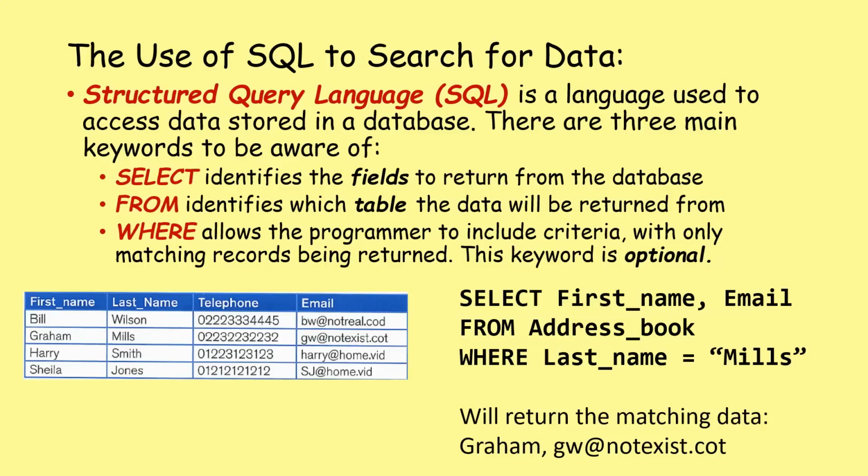So the example here is SELECT first name, comma, email FROM address book WHERE last name equals Mills, and this will return the matching data, Graham and GW at notexist.cot. So again, we're selecting the columns that we want, in this case first name and email, from the address book table. People often get the SELECT and FROM mixed up. You're selecting the fields from the table, not the other way around.